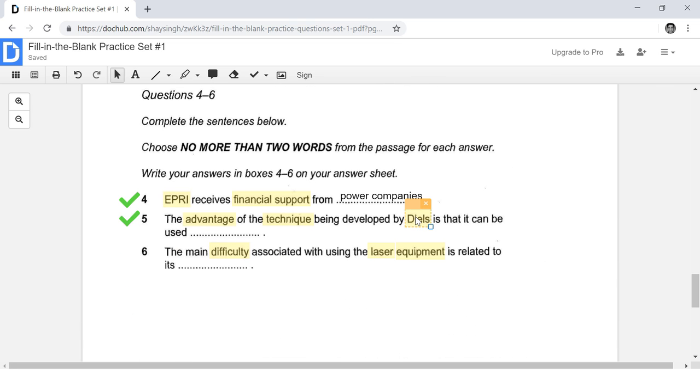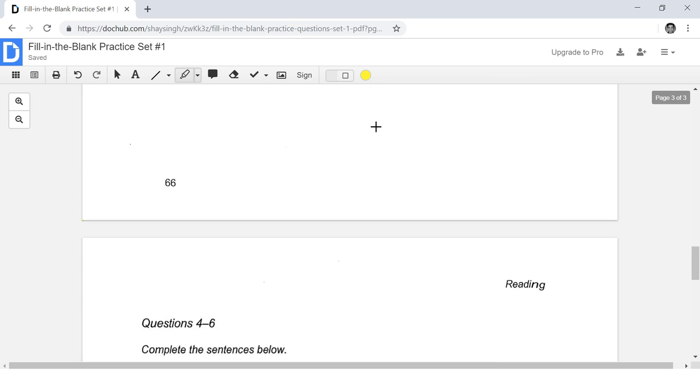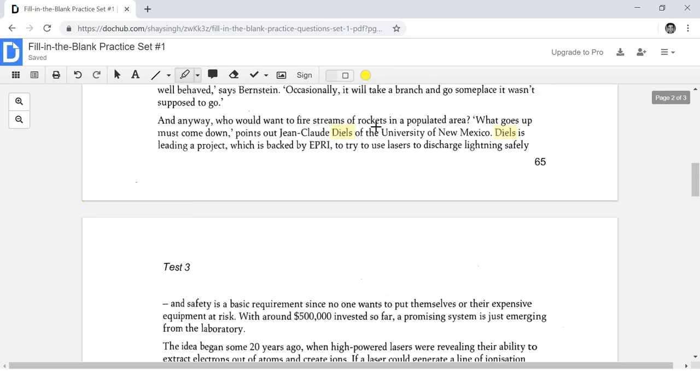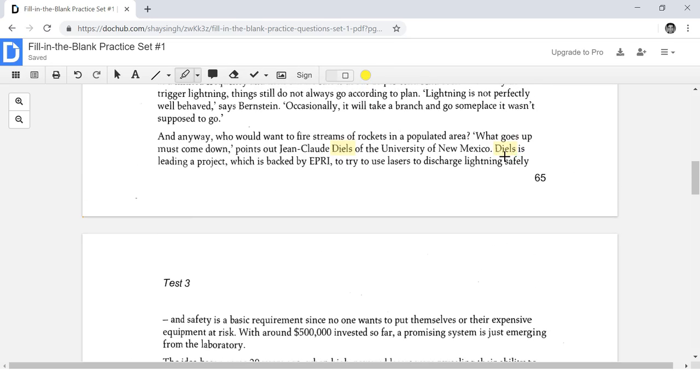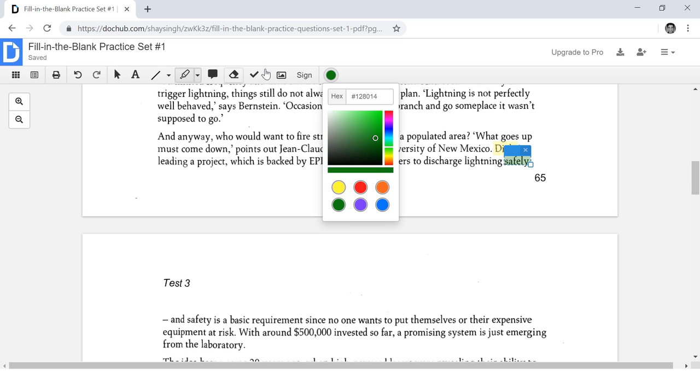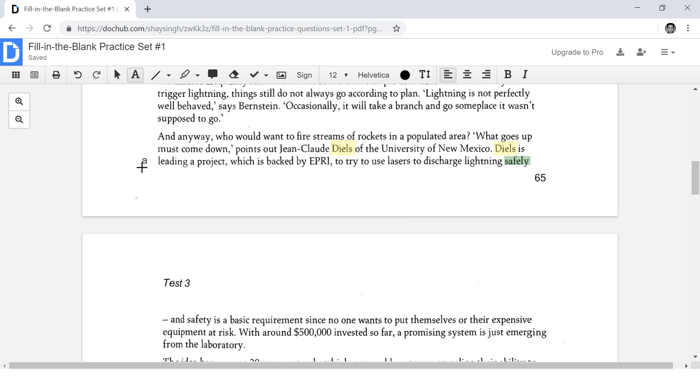And that perfectly fits. The advantage of the technique being developed by DLs is that it can be used safely. So that answer fits perfectly, and that's what's going to be our answer for number 5. Safely. And we're going to come up here and just circle that word. You can circle it. I'm going to highlight it. So we know that that is our answer. And one last thing is I'm just going to put number 5 over here so that I know where I found my answer to question number 5.